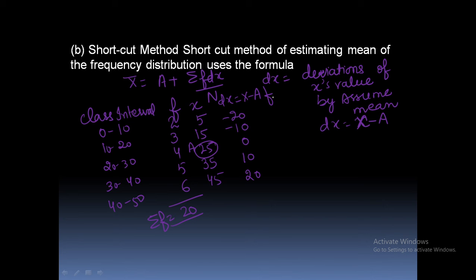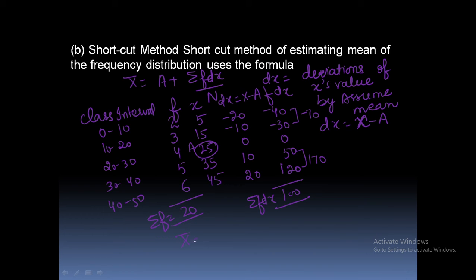After this, you have to multiply f with dx. Minus 40, minus 30, 0, 50 and 120. 40 plus 30, minus 70. 50 plus 120, 170. 170 minus 70, we get 100. This is sigma f dx.